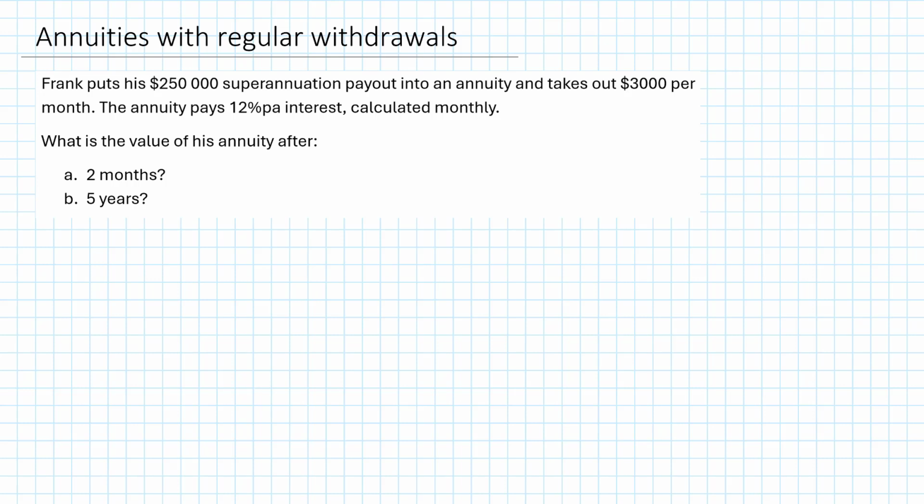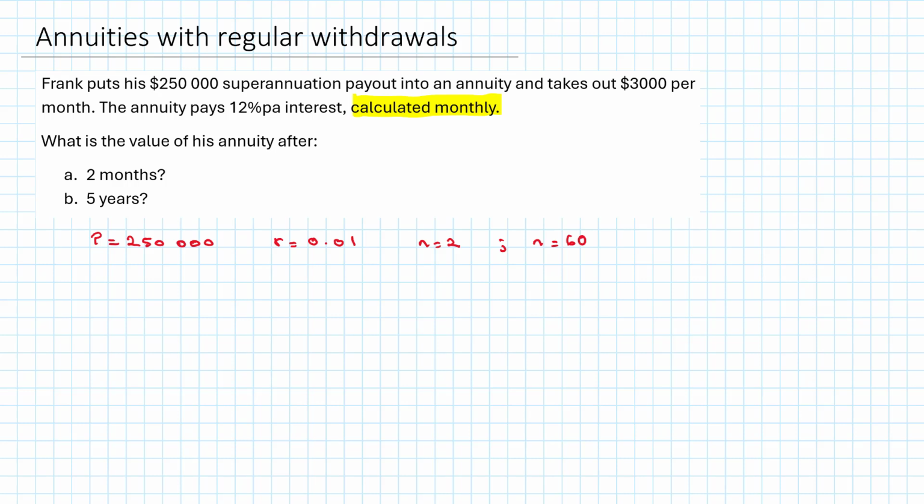As usual with this type of question, we start with a summary. My initial amount, my present value, is 250,000. My rate is 12% per annum, but it is calculated monthly, so I need to convert things to months. That would be 1% per month, or 0.01 as a decimal. For part A, my N is 2 months. And for part B, we've got 5 years, 5 times 12, which makes it 60 months.